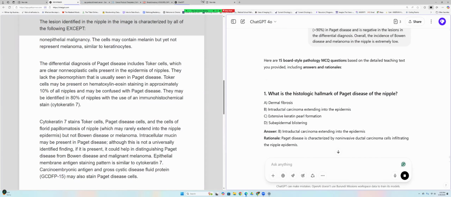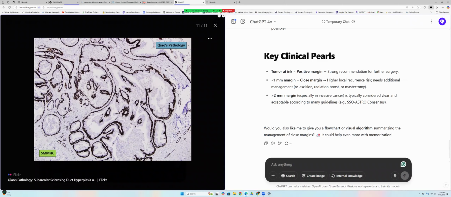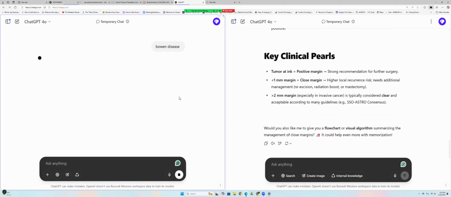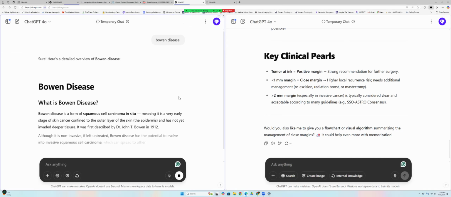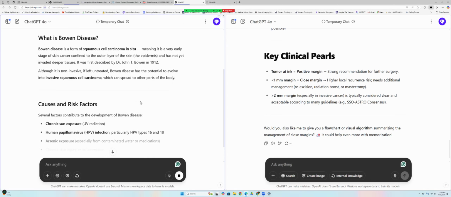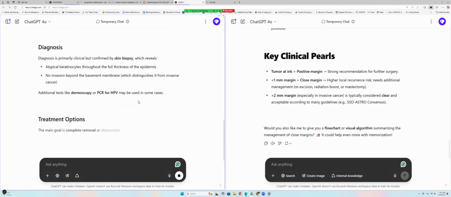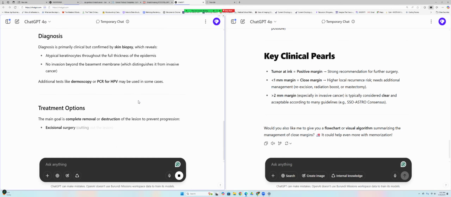While we're waiting for it to scroll, what is Bowen disease? There's spearheads, like... There's squamous cell carcinoma in situ too. Yes. This is a kind of skin cancer. Slow-growing gray, reddish-purple plaque. Diagnosis is confirmed by skin biopsy, typical keratinocyte atypia.